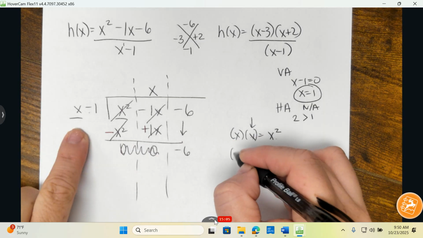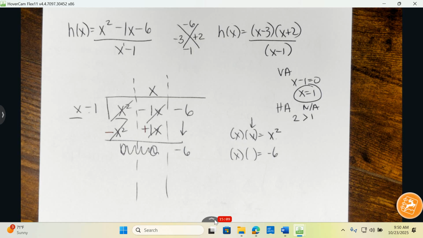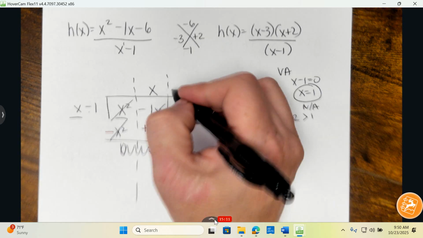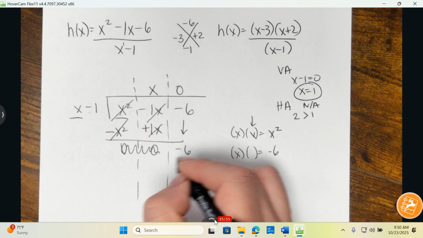So I have an x. X times what equals negative 6? Is there anything you can take times x and get a negative 6? There's not. So let's put a 0 up here. There's nothing we can do. So this is my remainder.